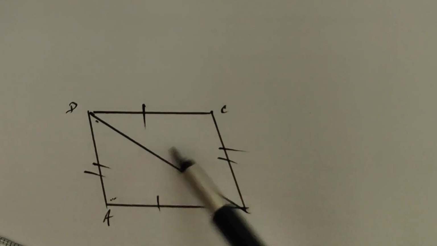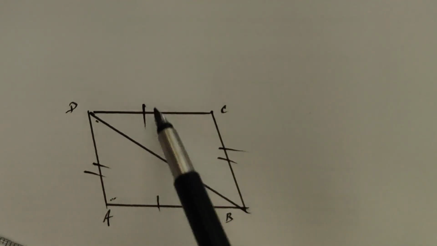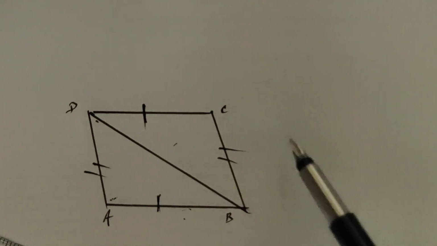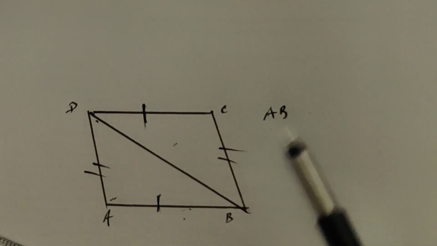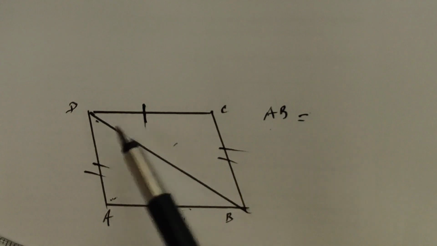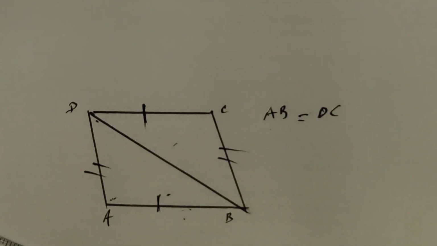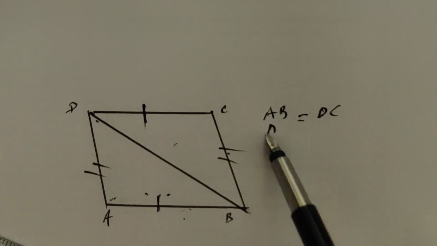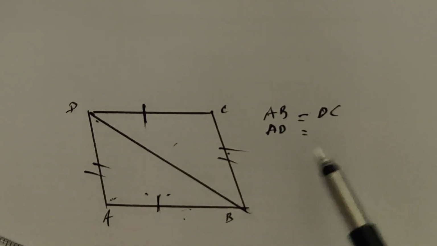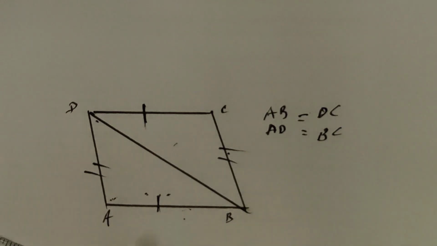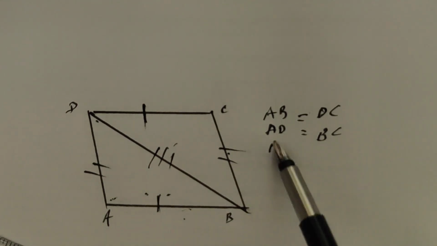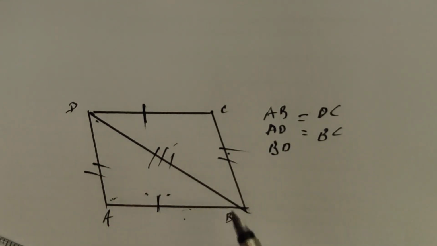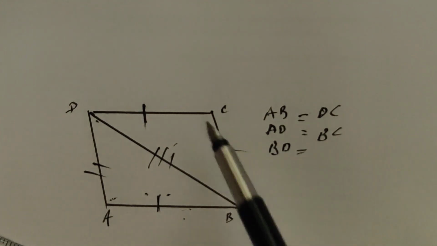Now what happened? Consider these two triangles. This side and this side are equal. Therefore, AB of this triangle is equal to DC of this triangle. And these two sides are equal. Therefore, AD of this triangle is equal to CB of this triangle. And now the third side is common. Therefore, BD is common to both these triangles, so BD is equal to BD.